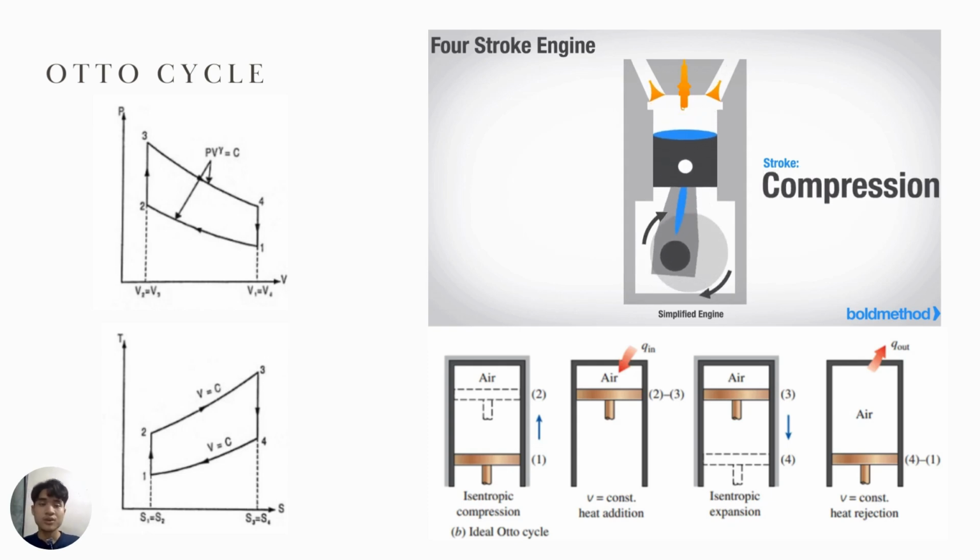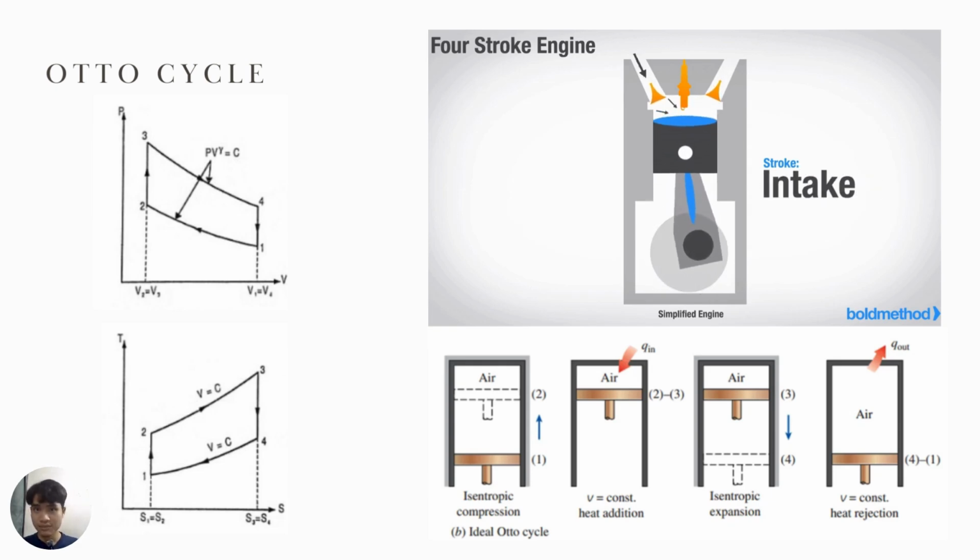Process 3 to 4 is isentropic expansion. Following the heat addition, the high pressure gases expand isentropically. This is the power stroke, where the expanding gases push the piston down, performing work on the surroundings. During this process, the temperature and pressure decrease, but the entropy remains constant, as we can see from the PV and TS graph.